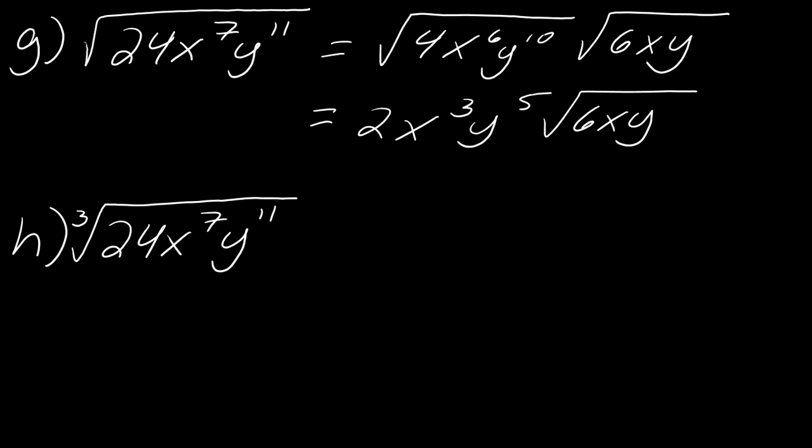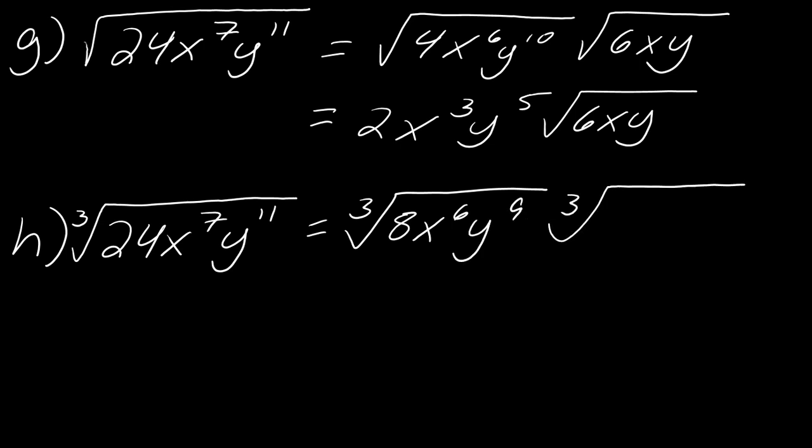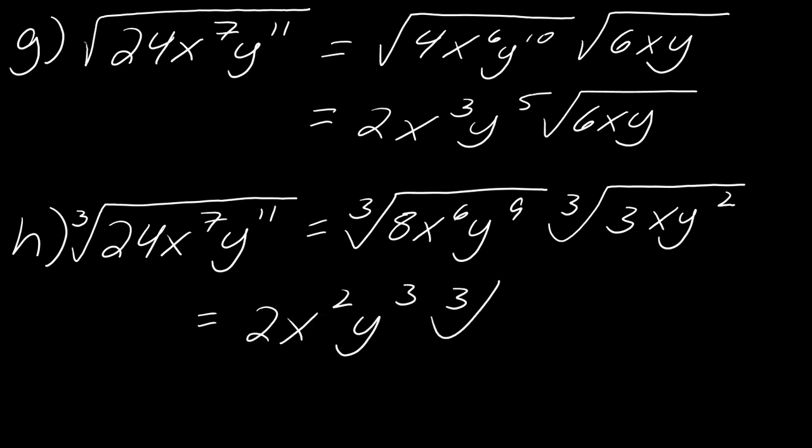Now for h, we're doing the exact same problem, but now we're doing it as a cube root. So in this case, the largest cube that goes into 24 is 8. Then I can leave this as x to the 6th and y to the 9th. And what gets left as a remainder is 3xy squared. So 3 times 8 is 24. 6 plus 1 is 7. 9 plus 2 is 11. So we're all good. So this is going to equal 2x squared y to the 3rd times the cube root of 3xy squared.